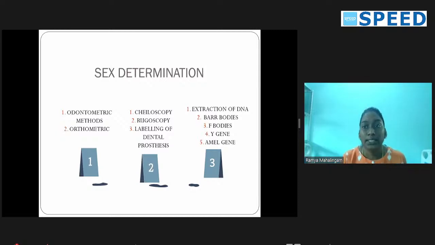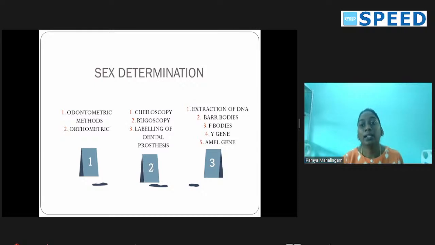So we will first deal with sex determination. For sex determination, you will have odontometric methods and other methods. Odontometric methods are nothing but measurements with the help of the numbering system. You measure the features present in a deceased person and compare them with the antemortem records, compare their past records, and come to a conclusion. It is a measurable determination method. Cheiloscopy, rugoscopy, labeling of dental process, all these are just observation related. They just see the features present in the deceased person and compare them with the other records.